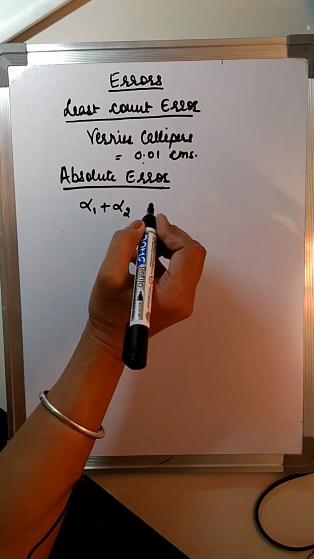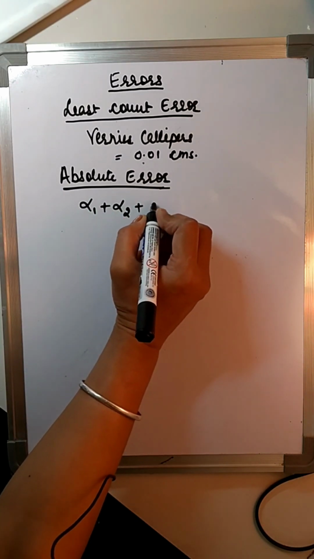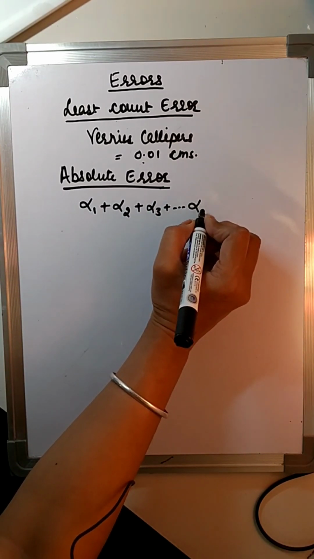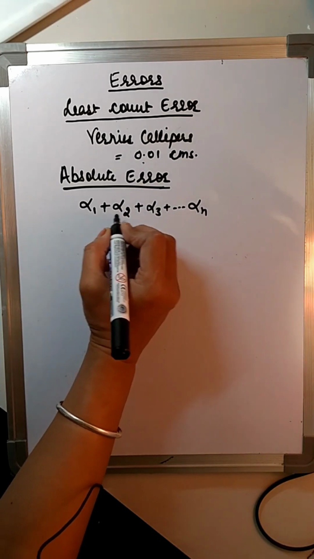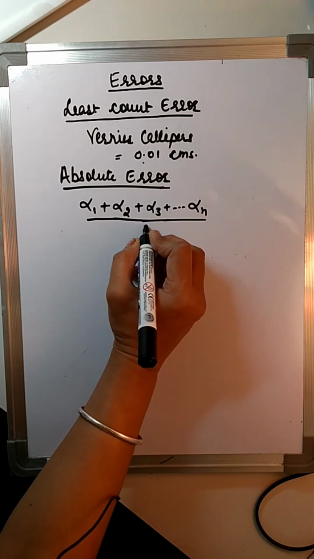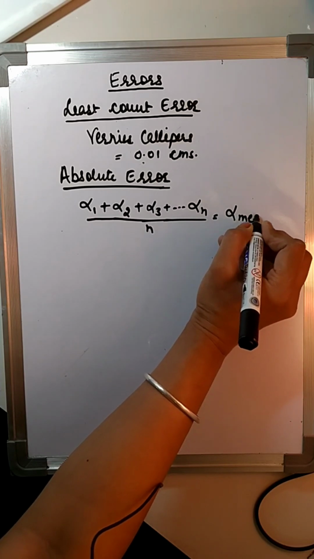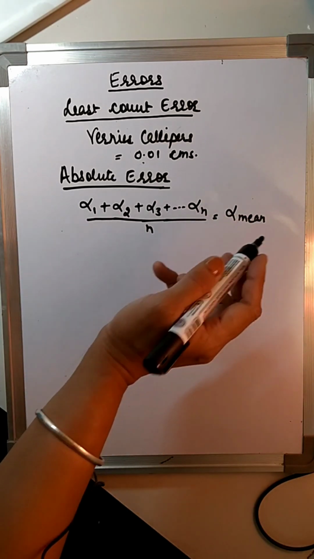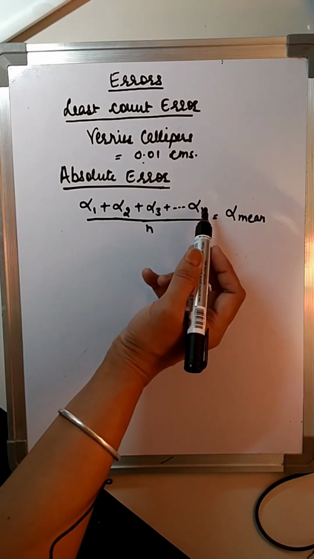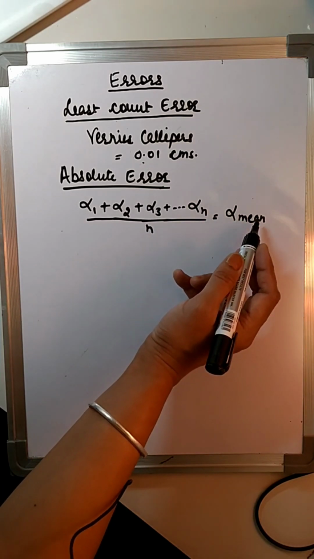So like that we are taking a number of readings, and if we have taken n readings, let us take the sum of those readings and then divide it by n. That is called the mean of those readings, alpha mean. So we have taken the sum of those total readings divided by n, which is the total number of readings, and we call it alpha mean.